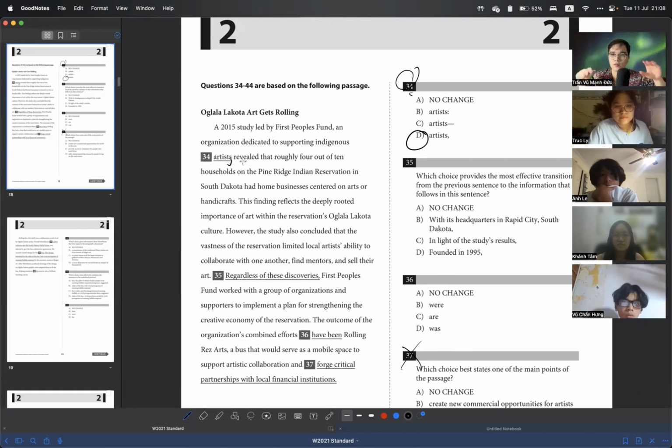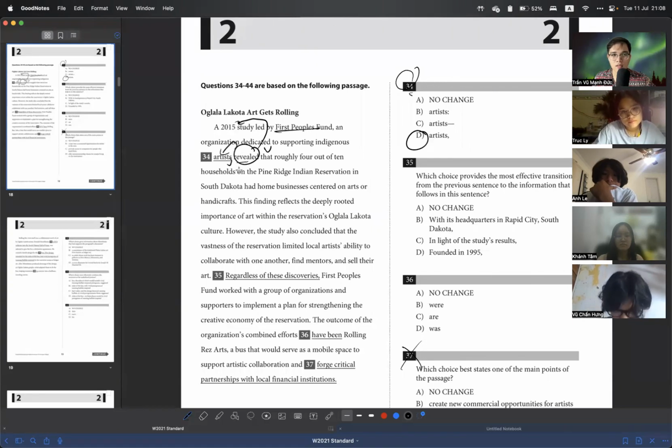You need to read the full sentence because this question is very tricky and it can fool you if you don't read this carefully enough. That's why you need to read the full sentence, not just before and after. A study led by First Peoples Fund, comma, an organization dedicated to supporting indigenous artists, comma, revealed that this is the verb of a 2015 study. It's not the verb of indigenous artists. So it has to be a comma. When we put a comma here, this is by default a modifier. So this is the modifier, which is a non-essential clause.